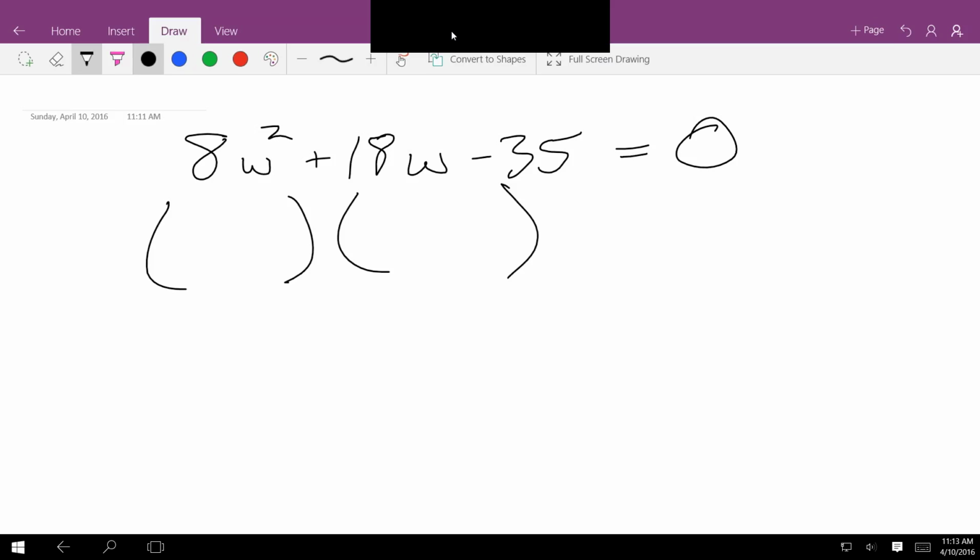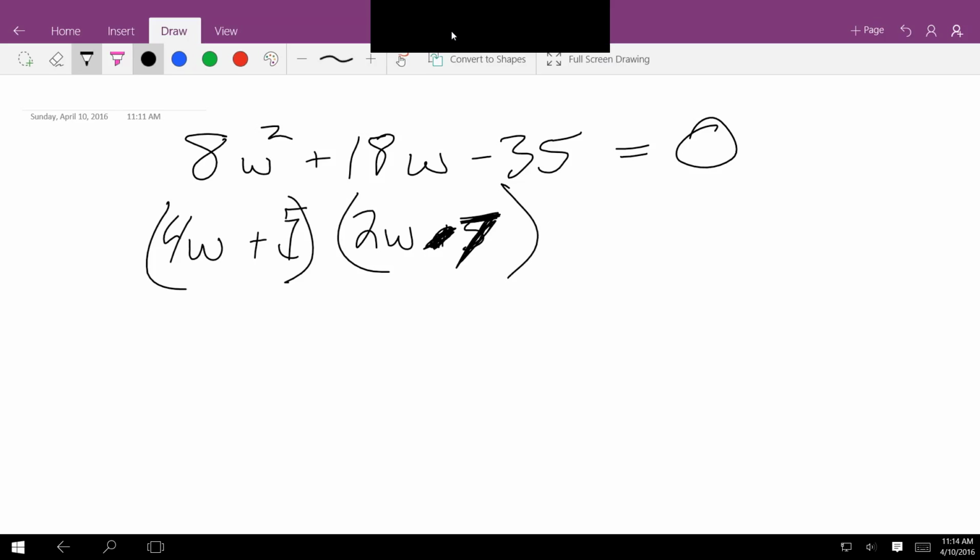Let's try 4w and 2w. Okay? Now I know my signs have to be opposite, and the only factors of 35 that are going to work are going to be 7 and 5. I'll probably have to multiply that by 7, and let's see, if I did minus 7 plus 5, that doesn't work. But if I do plus 7 minus 5, that's not going to work. But if I do the 5 over here and the 7 there, now I'm getting the right number.